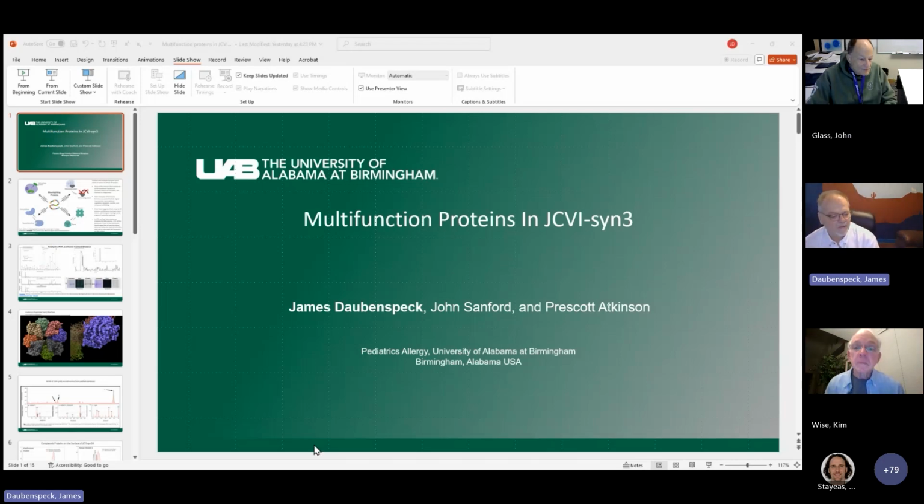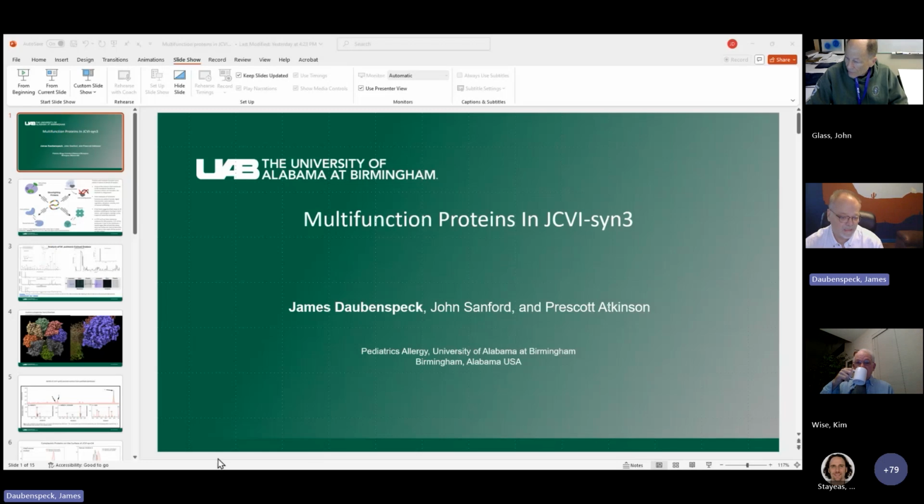Moonlighting proteins, and really that's about the only time I'm going to use that word because it sounds rather flippant, and this is a way larger and way more important topic than that. Multifunction proteins are really ubiquitous, guys. They're everywhere in every life form that you can think of, from Syn3 all the way up to us.